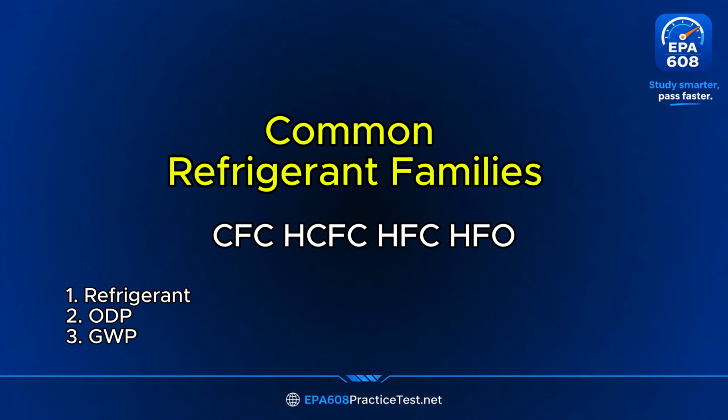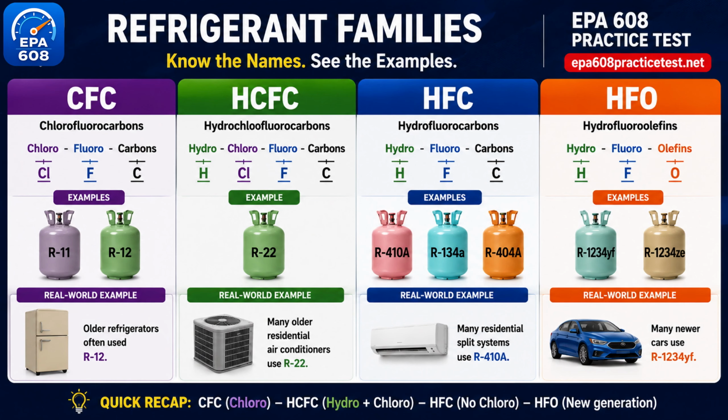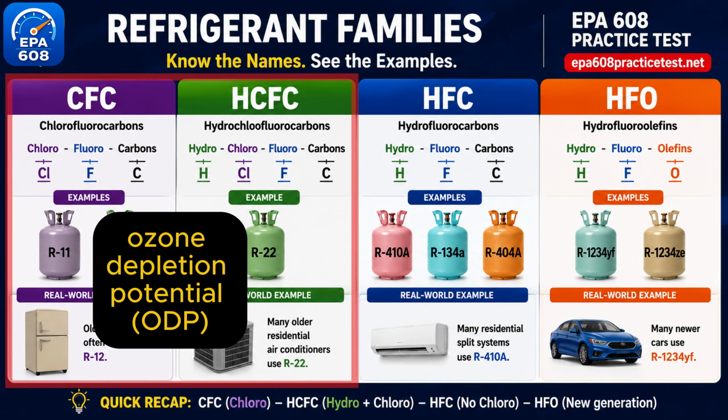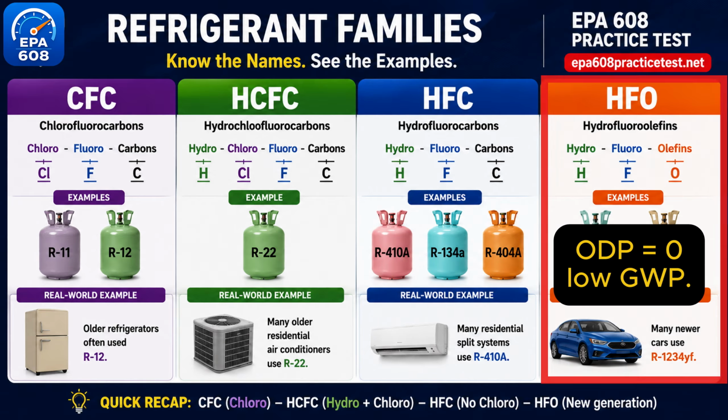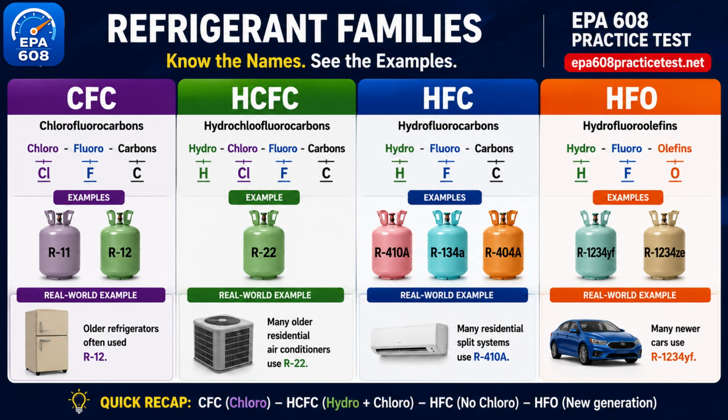Common refrigerant families. Refrigerants are grouped into different families. The four most common are CFCs, HCFCs, HFCs, and HFOs. CFCs and HCFCs contain chlorine, which is why they have ozone depletion potential. HFCs do not contain chlorine, so their ODP is 0. HFOs are newer refrigerants with 0 ODP and low GWP. For now, just learn the names and some common examples.